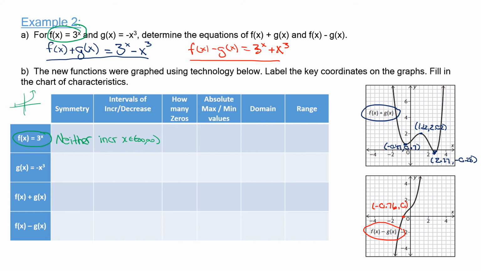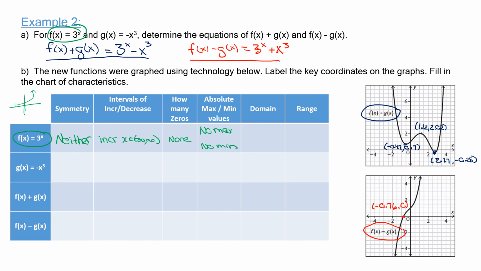How many zeros does it have? Well, look at it. None. It has an asymptote there. What about an absolute max or an absolute min? It doesn't. It's always increasing. So there's no max and there's no min.